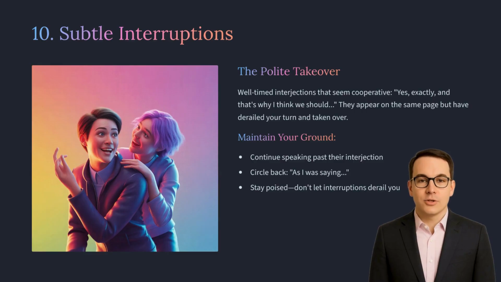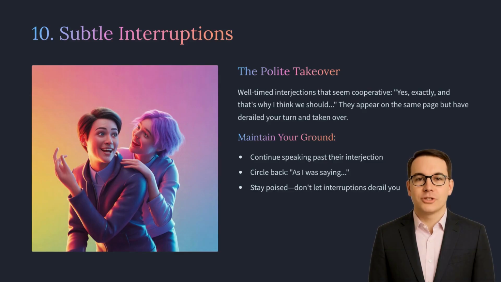10th, subtle interruptions and over-talking. We usually think of interrupting as a blatant power move, and it often is when someone constantly talks over you. But there's a subtler form of interruption that can be just as controlling, the well-timed interjection that seems cooperative. For example, you're explaining something, and the other person jumps in with a quick agreement or a finishing of your sentence, then continues with their point. It feels like they're on the same page. "Yes, exactly, and that's why I think we should." But in reality, they have derailed your turn to speak and taken over the floor.